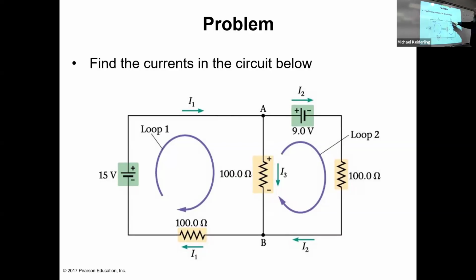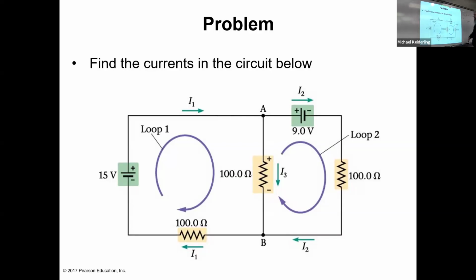So loop 2, here we're going from plus to minus on the battery. So that is minus 9 volts, because the direction of our loop is opposite the direction of this battery. Then here, current 2 is going in the same direction as the loop. So we have minus current 2 times 100 ohms.